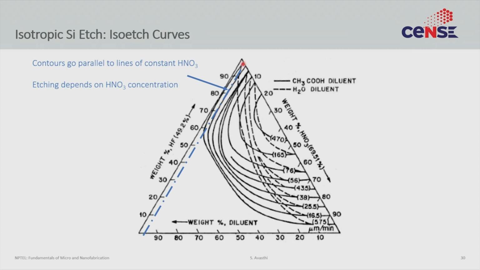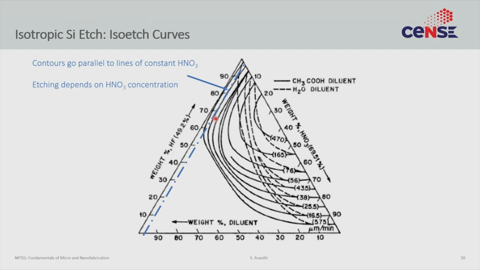Now, the thing that you may notice is that the solid contour lines that you are seeing are parallel to this. Put another way, all these compositions seem to have exactly the same etching rate, and that etching rate is given by this contour, which if you trace is exactly 16.5 microns per minute. So it almost seems like for the composition which has very little HNO3, it doesn't really matter how much HF you have, whether your HF is 60% or 90%, you essentially get the same etching rate.